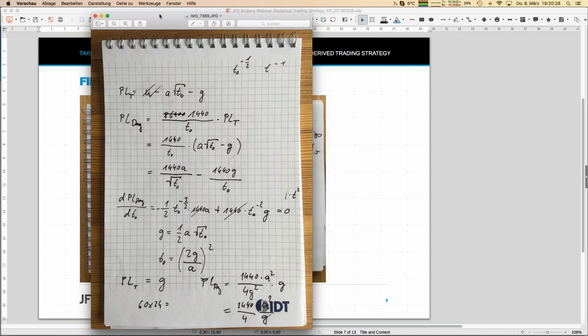I know it's not something most people find famous or exciting, but in this case, I will do it, and I hope you find it not too boring. But it's a central behavior for that kind of strategy. What we can say is we know that the price is moving with that square root behavior. So we have A times the square root of time. But as you know, when you open a trade, you are instantly in the minus. And that is meant with that G. It's a little bit German here, it stands for Gebühr, which means costs.